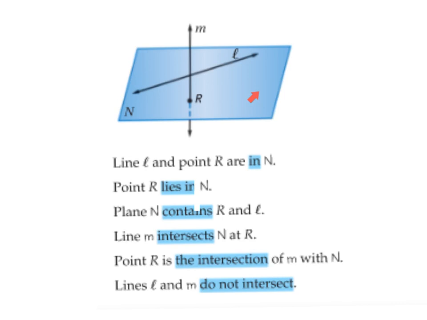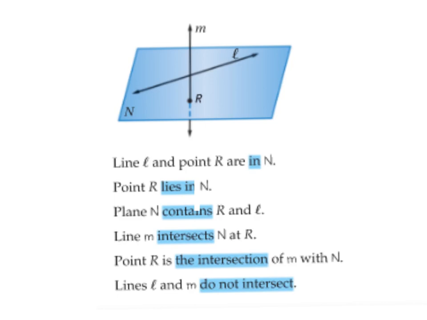Point R lies in plane N. So R is in this plane. Plane N contains R and line L. Line M intersects plane N at R. So the line goes through it, it intersects it. Point R is the intersection of line M with plane N.